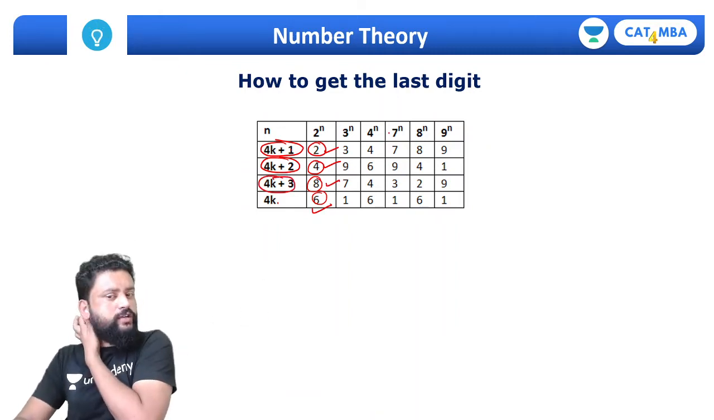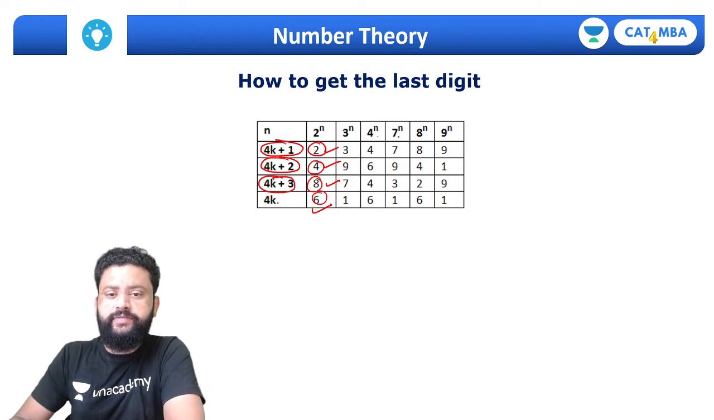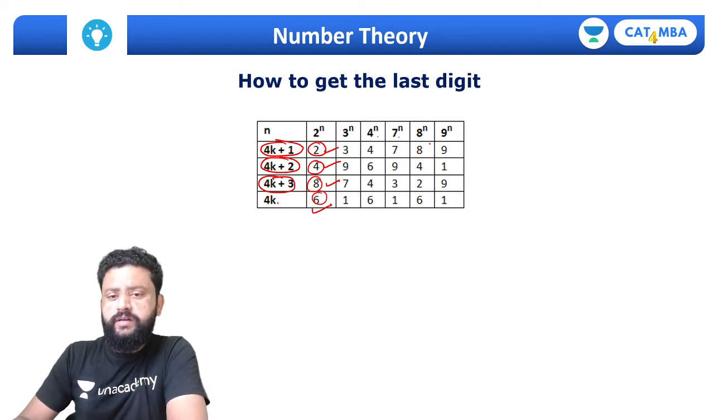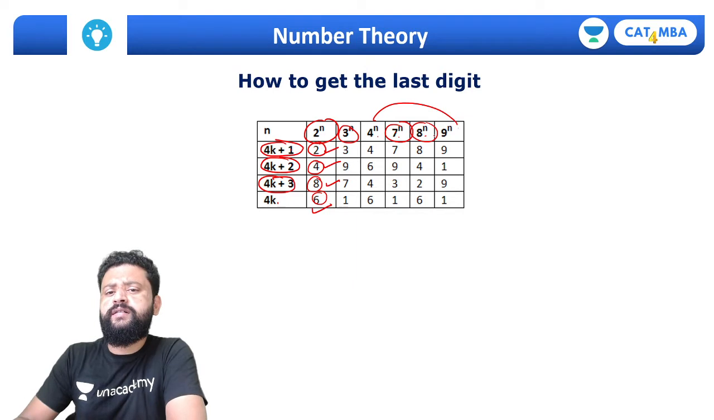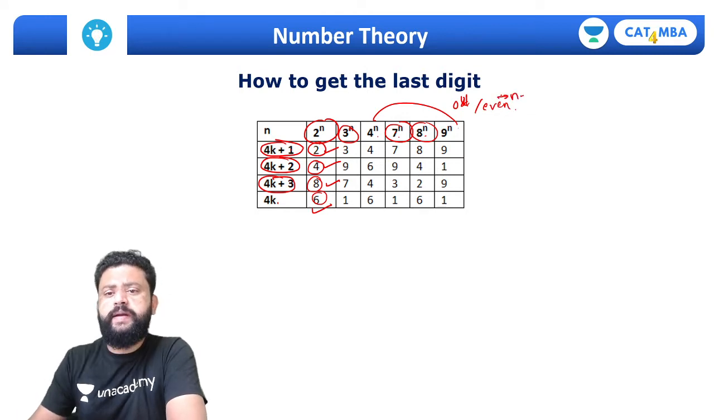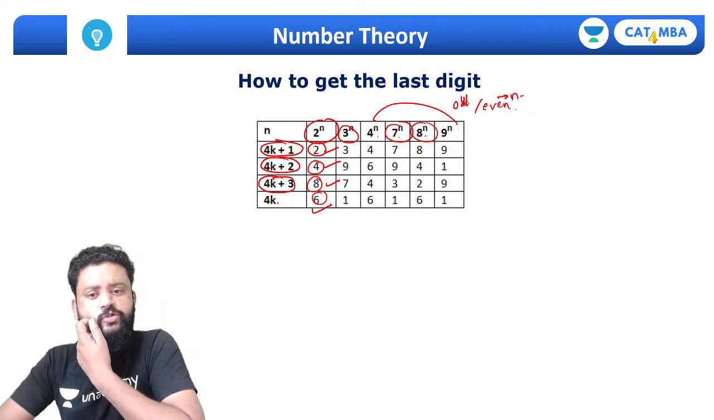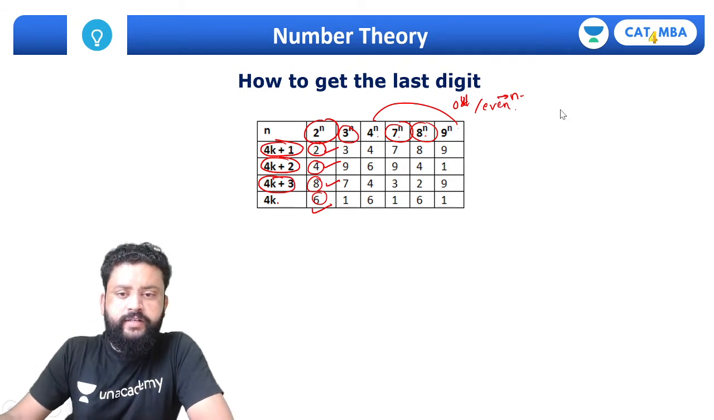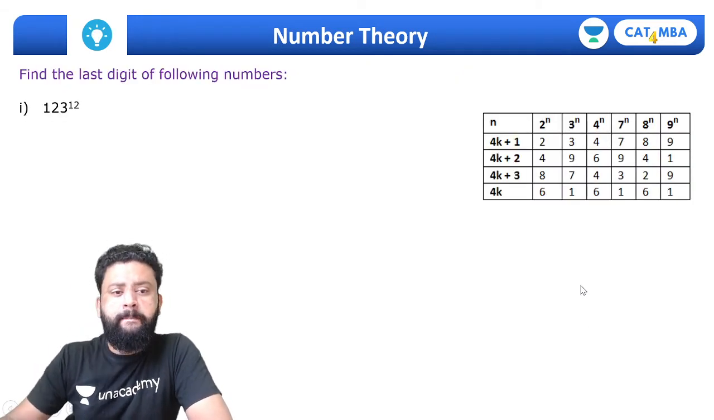The similar rule can work for 3, 4, 7. Just 3, 7 and 8 mainly. 3, 7, 8. And for 4 and 9 you can use odd power or even power. N is odd or even, उस पे depend करेगा. You can just check for that also. Right? So let's move to the next thing. Let's solve the questions like this now.